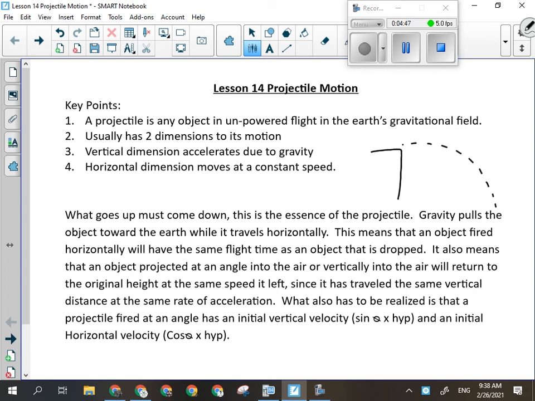So in most of the projectile motion we're going to look at, it's going to be two-dimensional. There'll be a horizontal component and there'll be a vertical component. The horizontal component will be an object moving at a constant velocity because there won't be anything to speed it up or slow it down.